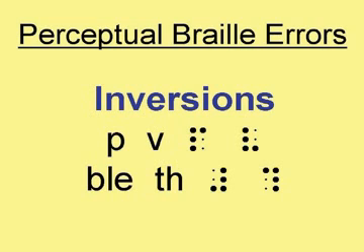Inversions occur when the student reads the Braille cell upside down. Examples of this are reading the letter P for the letter V and the BLE sign for the TH sign.